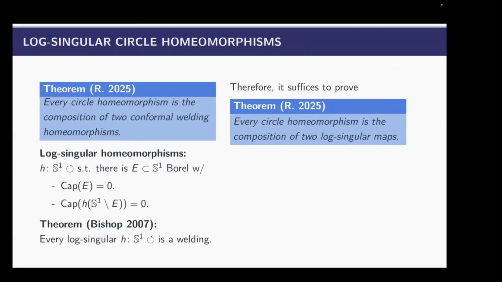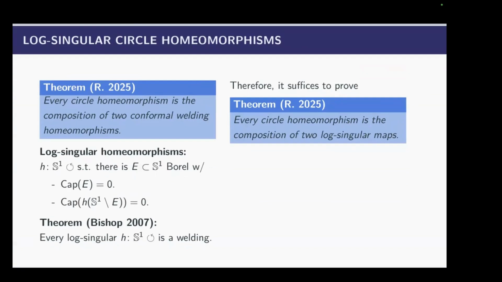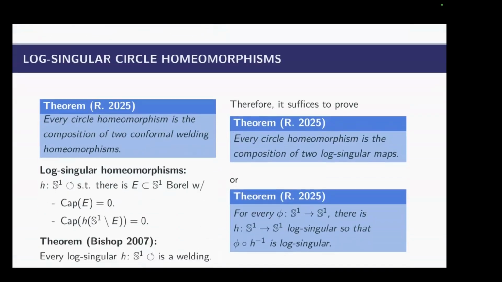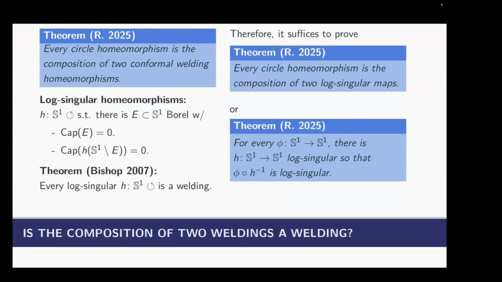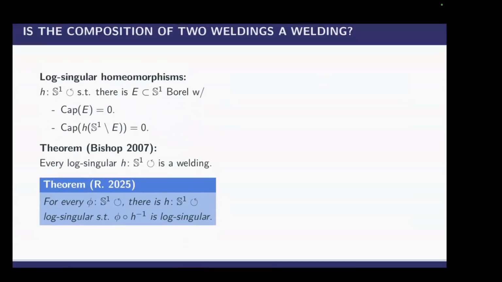Okay, so if we want to use Chris's result to prove this theorem, then this theorem amounts to the following: every circle homeomorphism is a composition of two log singular maps. Equivalently, we could also prove that for every circle homeomorphism, there is a log singular circle homeomorphism so that this composition is also log singular. Okay? And this is actually the version that I will show to you today. As I said, this is our target.